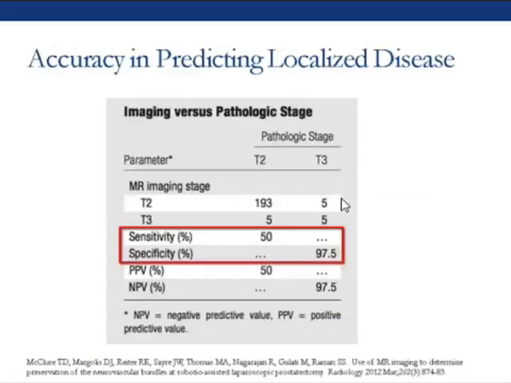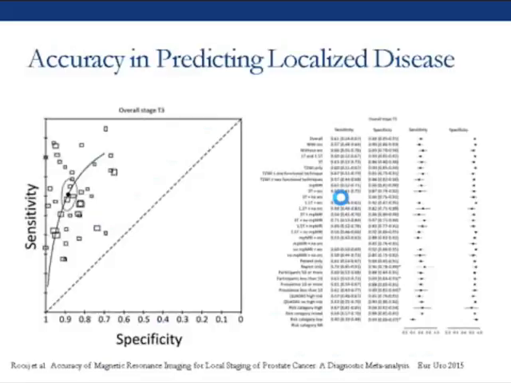When looking at prostate cancer localization with MRI, I worked with Dr. Reiter on seeing how useful prostate MRI was in predicting the need to do nerve-sparing prostatectomy with robotic prostatectomies, and we found a sensitivity of about 50% and a specificity of 97% when looking at the staging of prostate cancer.